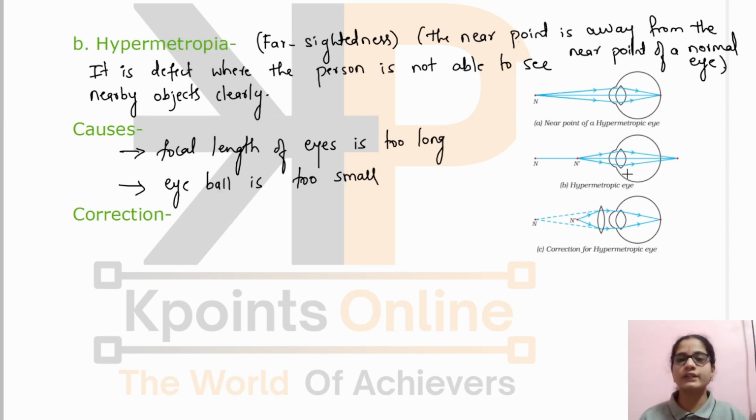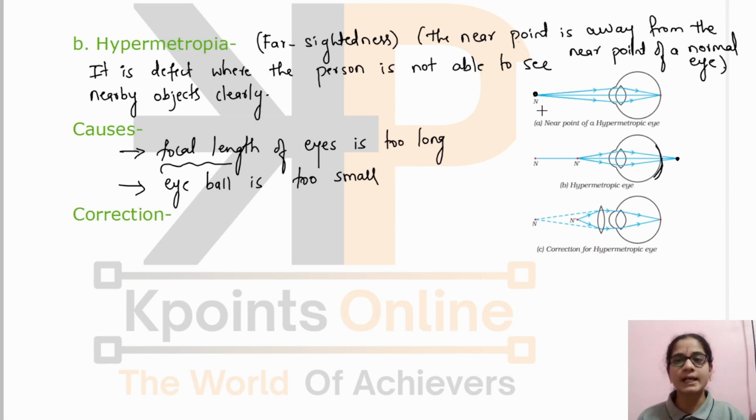What happens when the focal length of the eye is too long? Then the image is formed behind the retina. This is the retina. For a person who is suffering from hypermetropia, he has longer focal length, because of which the image is formed behind the retina, so that he is not able to see that nearby object. In this picture you can see this is the near point of the hypermetropic eye. If the object is held nearer than this point, that person is not able to see that object clearly.